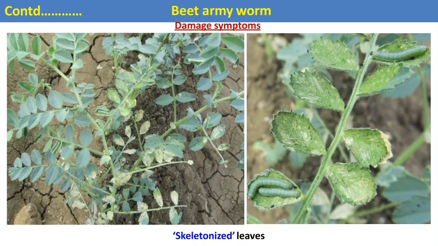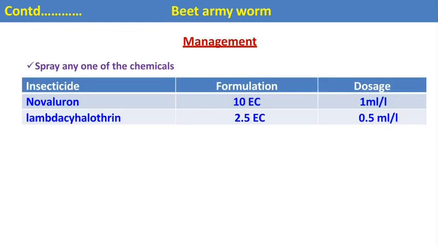They also feed on tender shoots and leaves. As a result of feeding, in case of severe infestation, the leaves or the whole plant become skeletonized, and yield is indirectly reduced, because scraping the epidermal layers of the leaves directly affects the photosynthetic rate, and the photosynthetic rate is reduced. For management of the armyworm, these are the two recommended insecticides: novaluron and lambda cyhalothrin. We can spray these chemicals at the recommended dose at a regular interval.